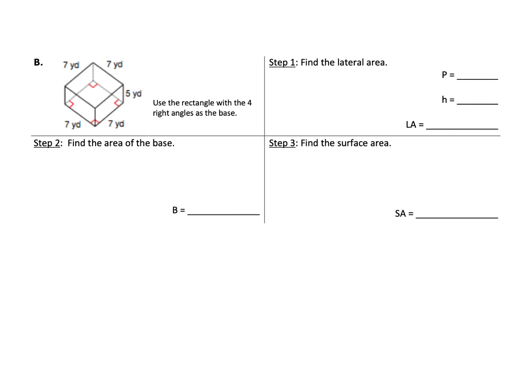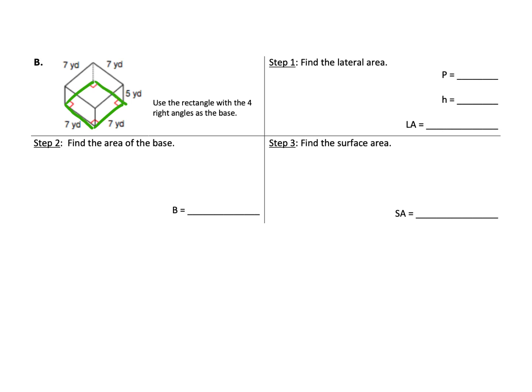Let's try another example here. This time we have a rectangular prism, and technically for a rectangular prism, since all sides are rectangles, we could really pick any side to be the base. This problem says to use the rectangle with the 4 right angles as the base. So I'm going to outline that here in green.